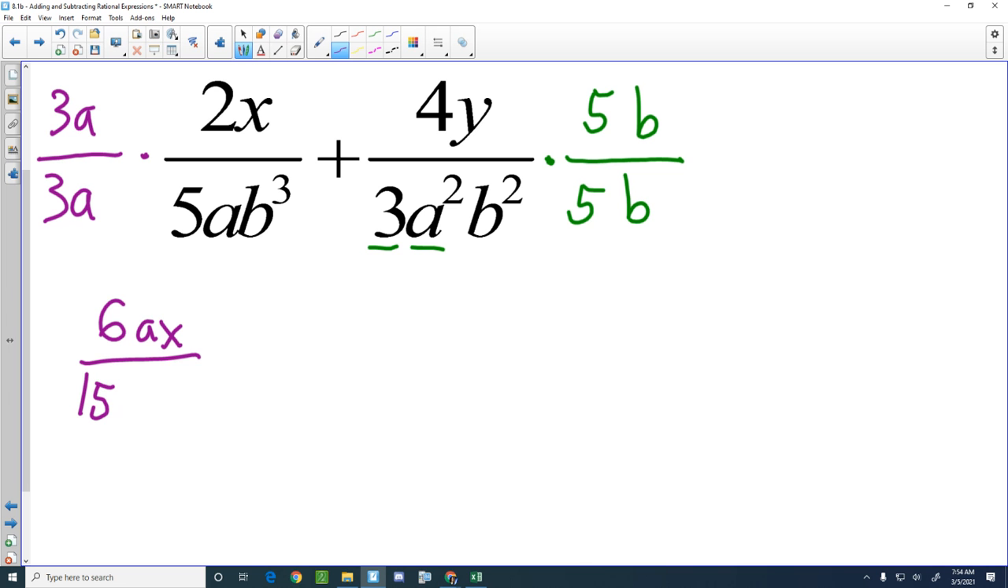When I multiply the a's, 1a times 1 more a, that would give me a squared. Make sure when you're multiplying, you're changing the exponent, not the coefficient. A times a is not 2a. A times a is a squared. And then b didn't change at all, so that's still just a b cubed. Are we okay so far? Trying to get this common denominator here, just with some letters.